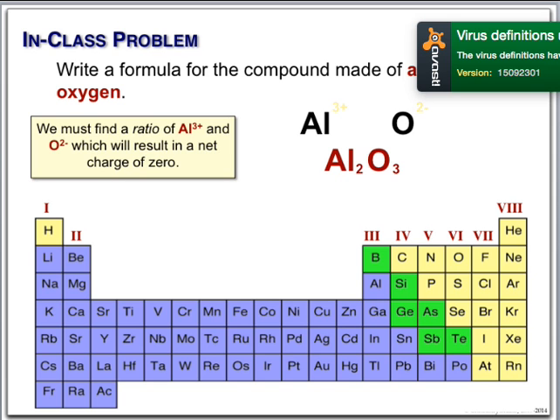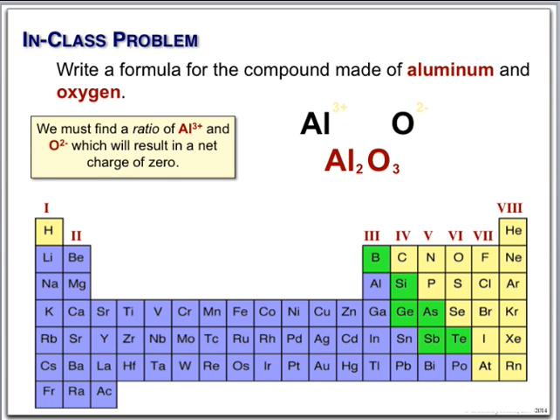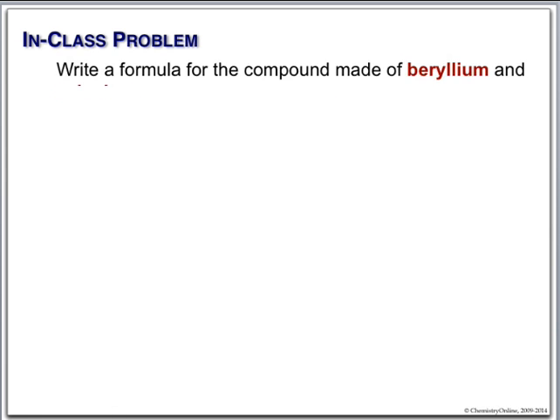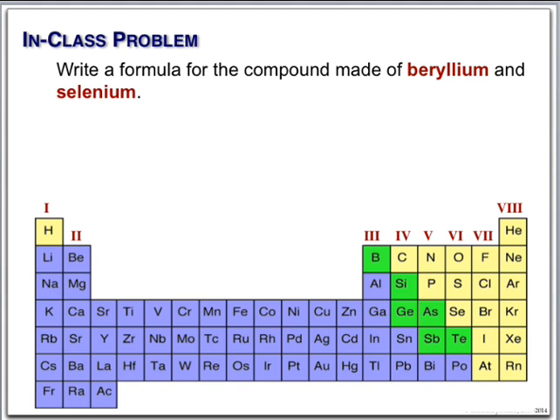If you think about it, we have 6 positives and we have 6 negatives. Nice simple little bit of symmetry there. Make it easy for you. Any questions? We would name this aluminum oxide. No multipliers. The root for oxygen is ox, and we just add IDE. One more, let's do beryllium and selenium.